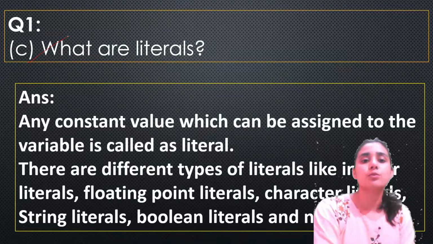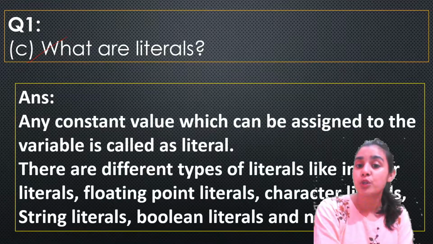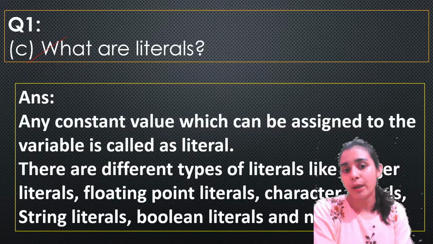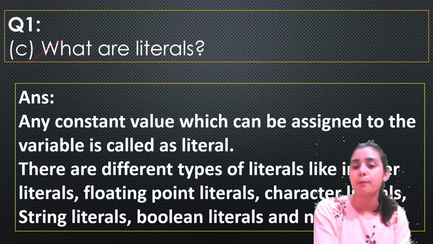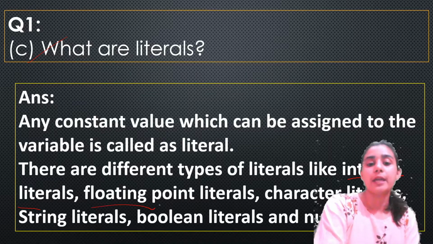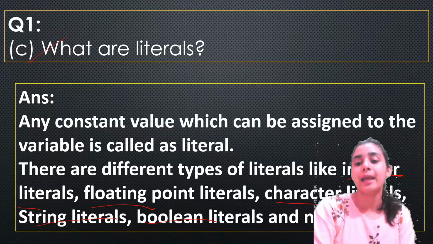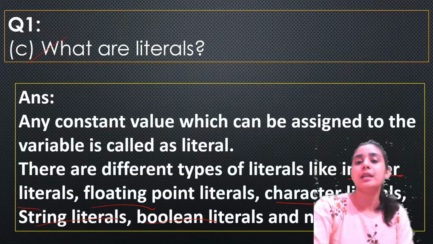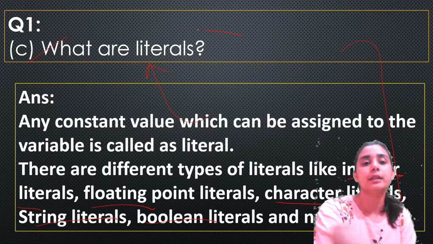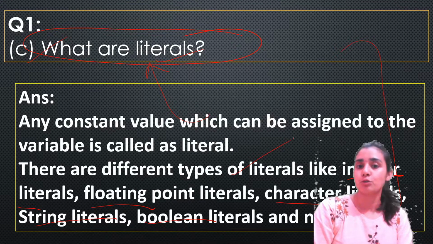So the next question is, what are literals? Literals means any constant value which can be assigned to a variable is called a literal. As we know, there are different types of literals, which we have already studied: integer, floating point, character, string literal, boolean, and the null literal. These are all examples of literals. We have already studied this in detail. So this is the definition for this question.